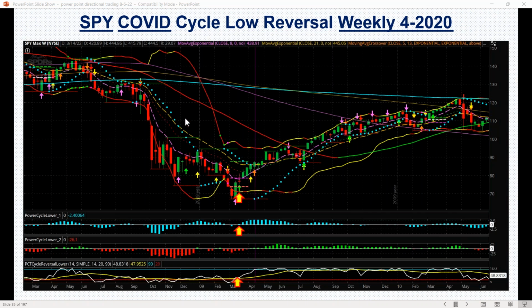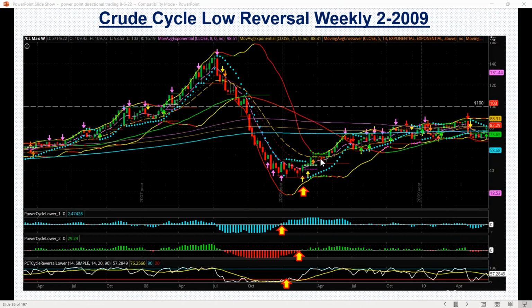And then here's crude oil cycle low back on the weekly. This had that massive sell-off in crude, and then finally put in a low back here in February 2009. So right there, see the confirmation. But first we had cycle reversal, momentum, and then cycle 2 momentum confirms to the upside.